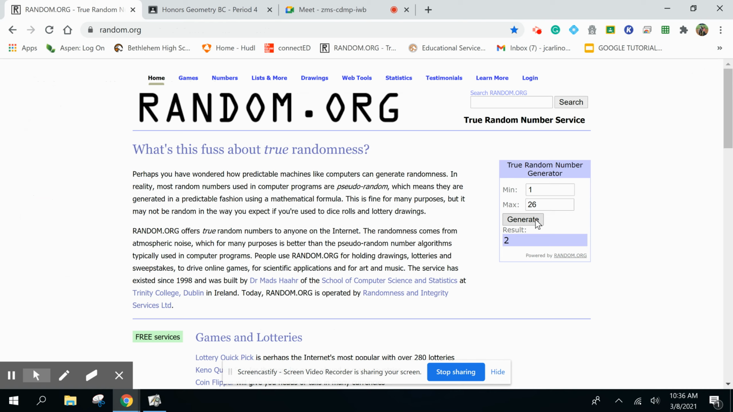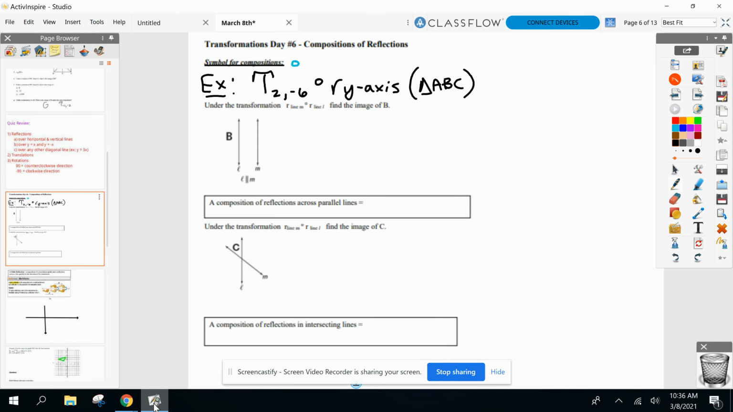Quincy, what's it showing you? What's it asking you to do? Reflect through line L. Complete it right to left. So everyone go ahead. Do your best impersonation of capital B reflected over line L.